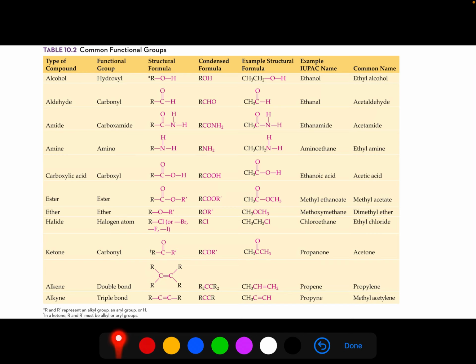Here's a chart that has all of the functional groups summed up. Feel free to take a gander at this because you will eventually have to memorize them. But like I said, for right now, it's alcohol.